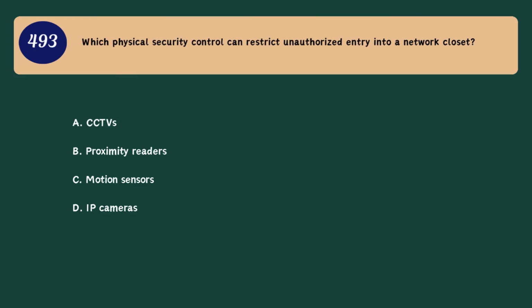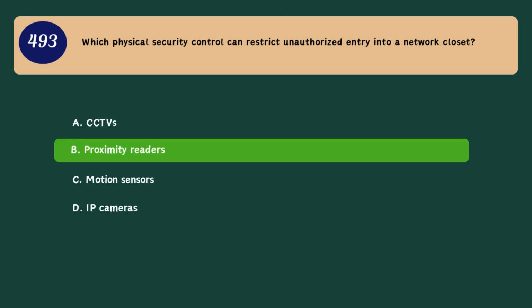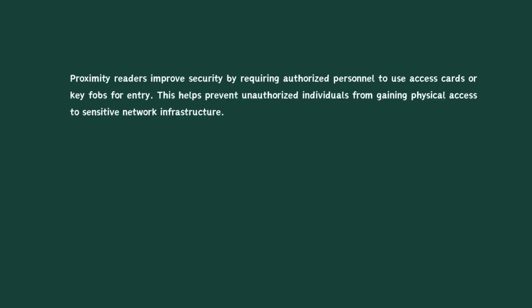Question 493. Which physical security control can restrict unauthorized entry into a network closet? A. CCTVs. B. Proximity readers. C. Motion sensors. D. IP cameras. Correct answer. B. Proximity readers. Proximity readers improve security by requiring authorized personnel to use access cards or key fobs for entry. This helps prevent unauthorized individuals from gaining physical access to sensitive network infrastructure.